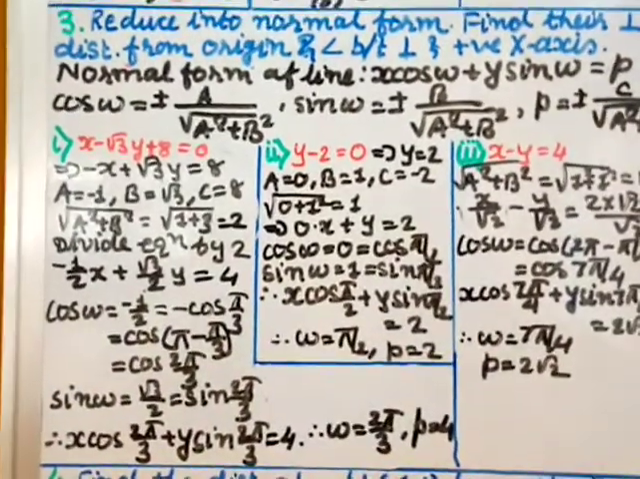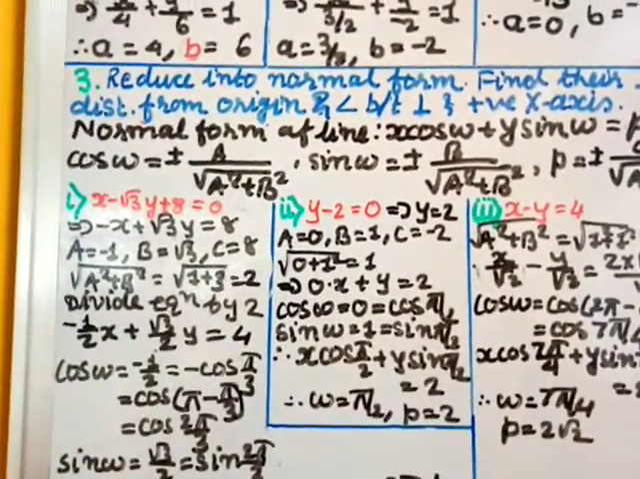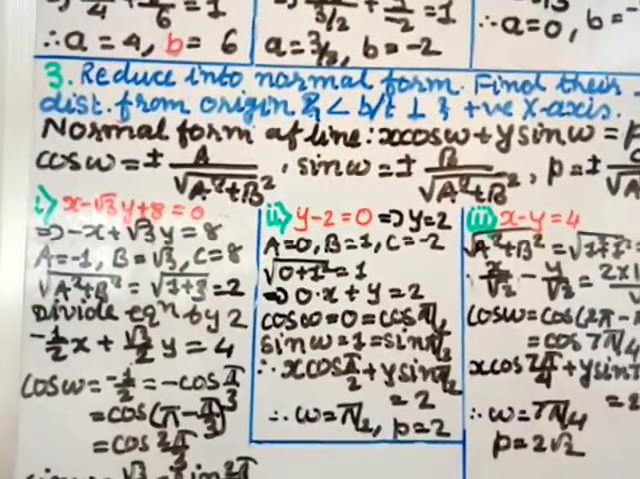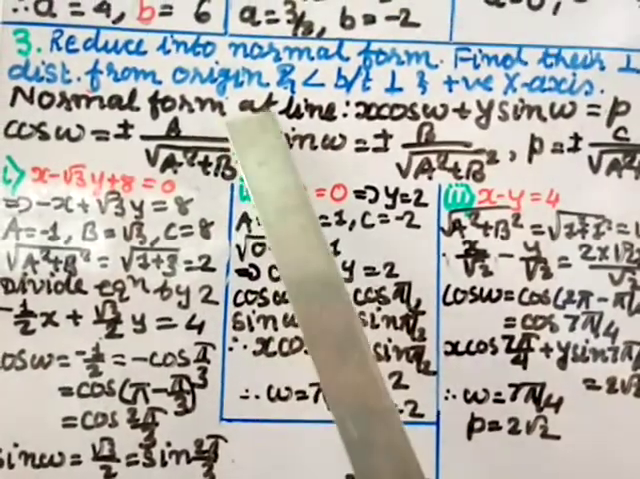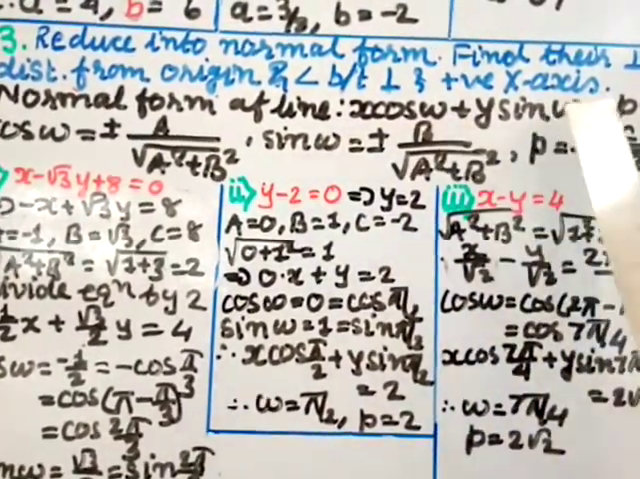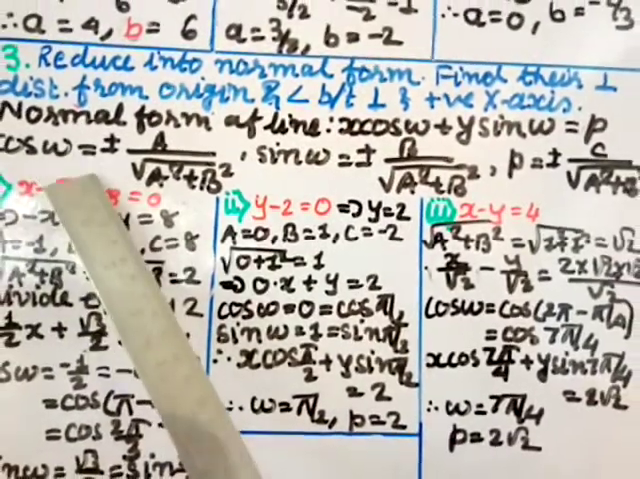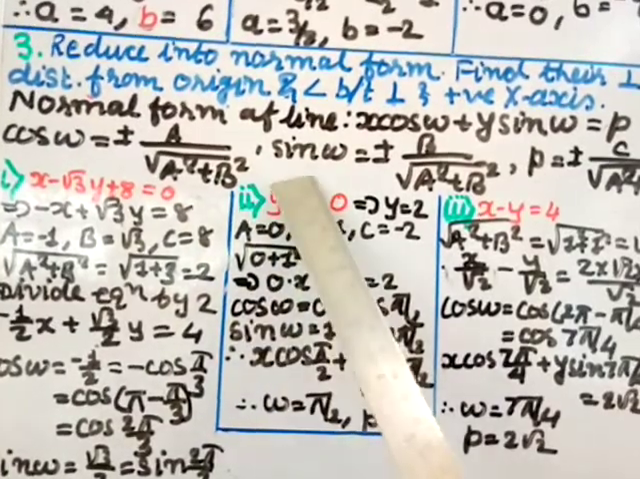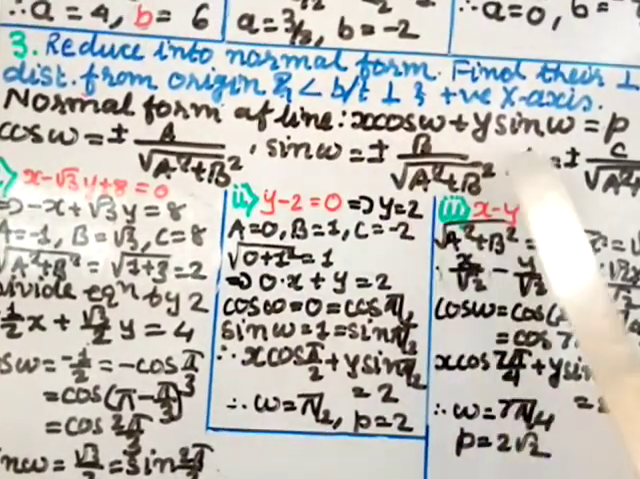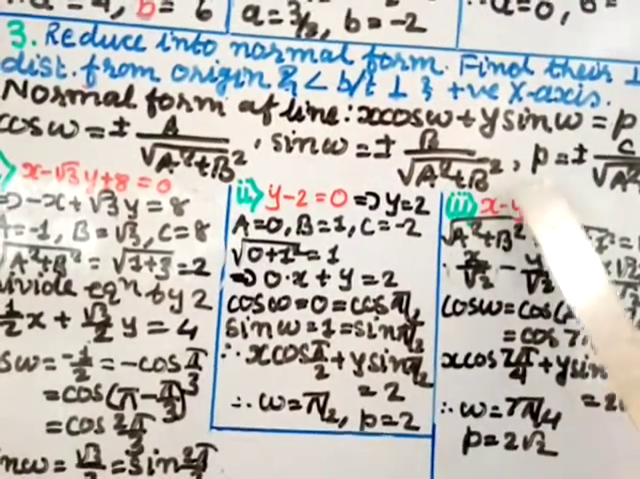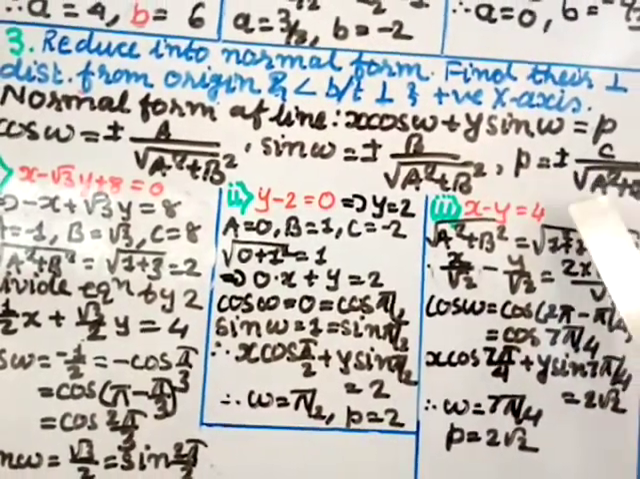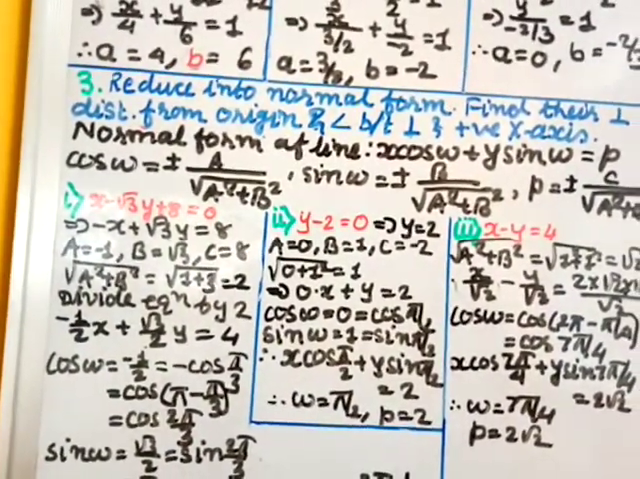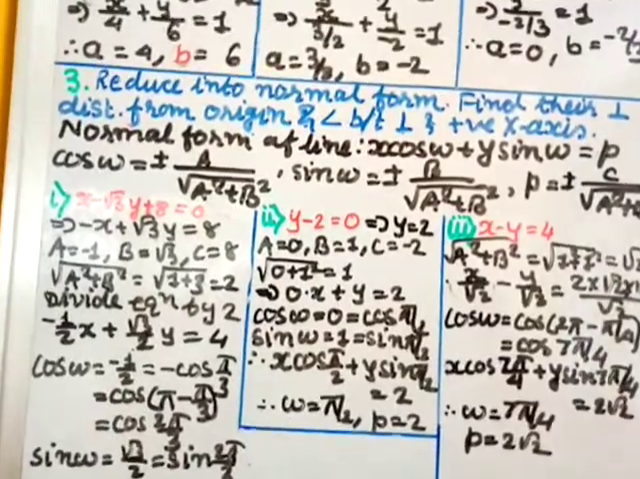Question number 3. Reduce into normal form. Find their perpendicular distance from origin and angle between perpendicular and positive x-axis. Now the normal form of the equation of a line is x cos omega plus y sin omega equal to p, where cos omega is equal to plus or minus a divided by square root of a square plus b square, sin omega is equal to plus or minus b divided by square root of a square plus b square, and p equal to plus or minus c divided by square root of a square plus b square. a is the coefficient of x, b is the coefficient of y, and c is the constant term.